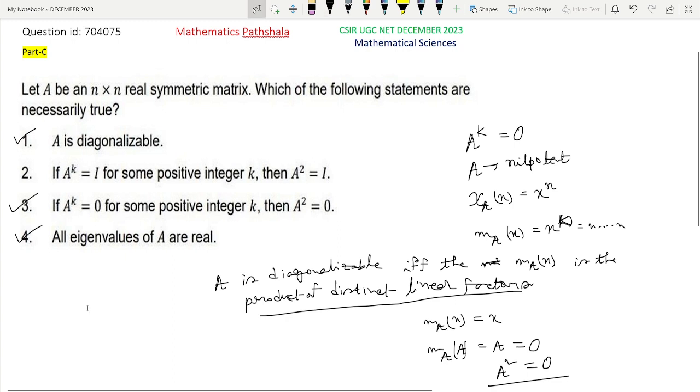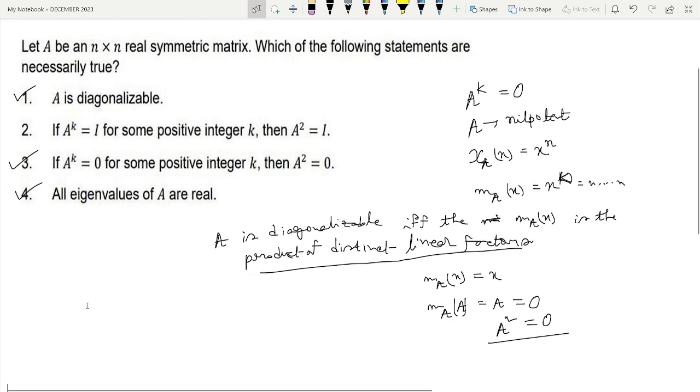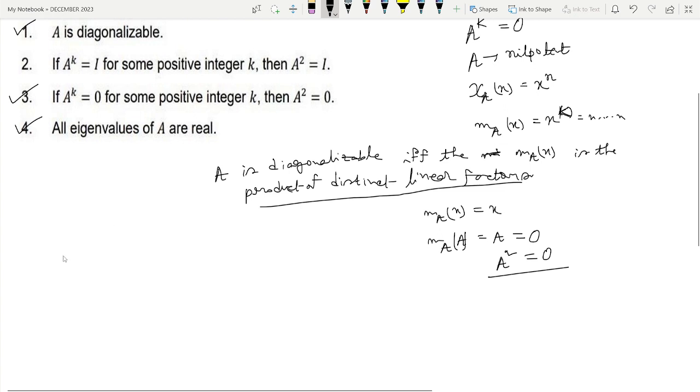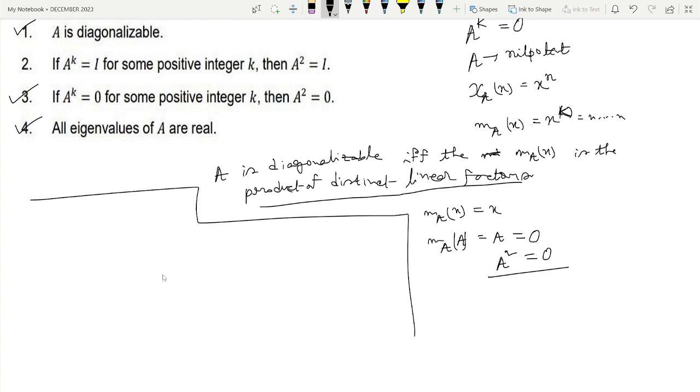Now look at option 2. Given that A to the power k equal to I, it is easy to find that in this case all the eigenvalues of A are the roots of the polynomial x square minus 1. Very easy to find. Suppose that lambda is an eigenvalue, then there exists some x not equal to 0 such that A x equal to lambda x.